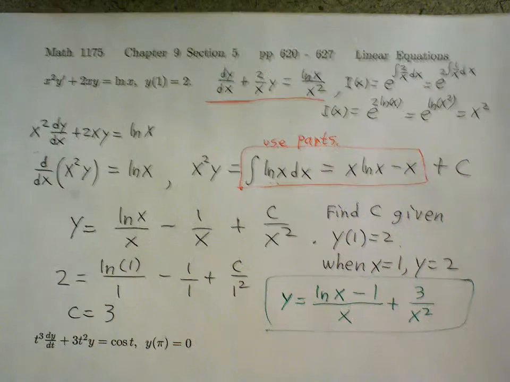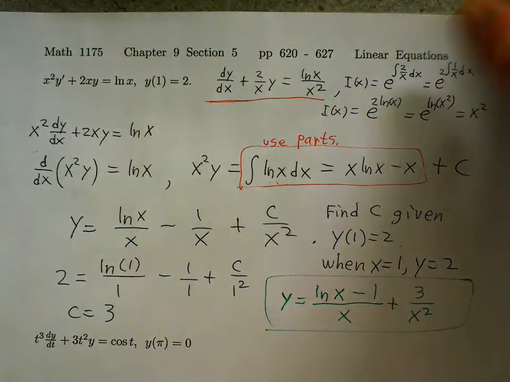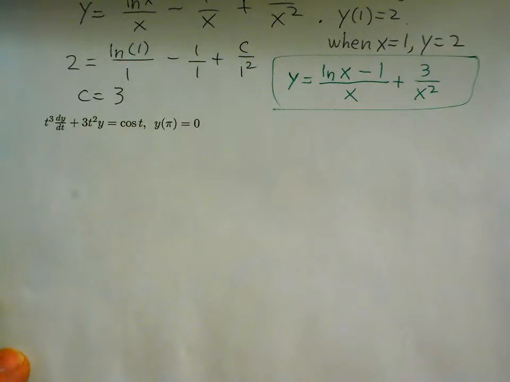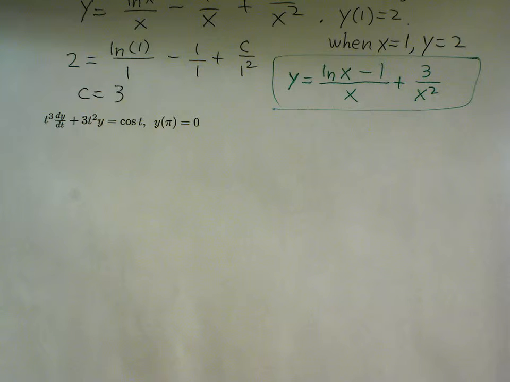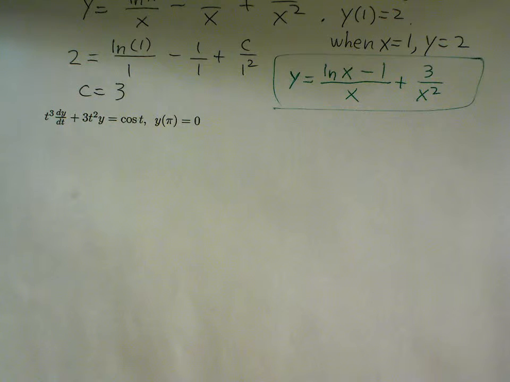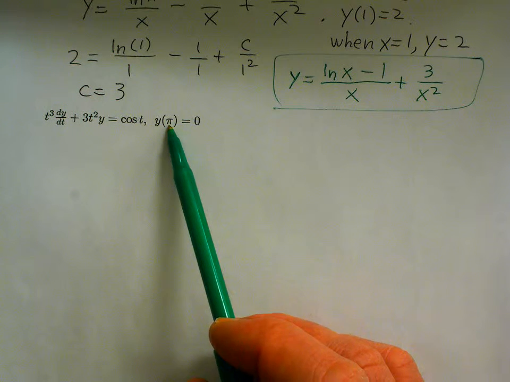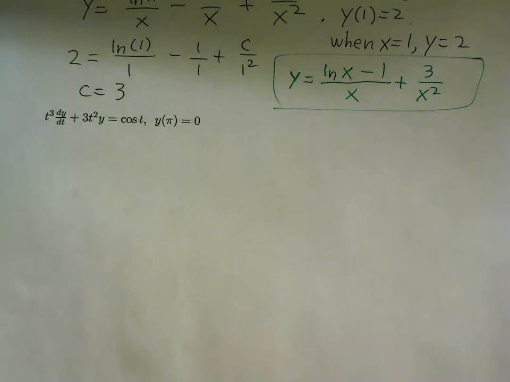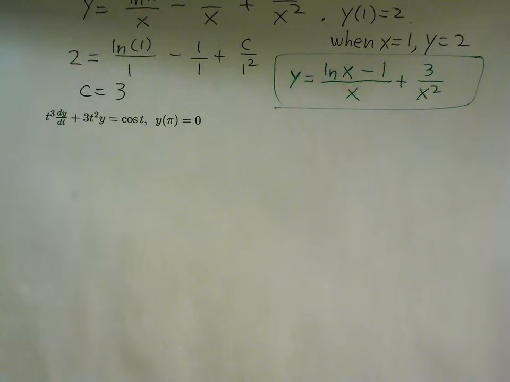Okay, the next example. We have the differential equation t to the third times dy/dt plus 3t squared y equals cosine of t, with the initial condition y of pi equals 0. So this time when t is pi, y is 0. So how do you want to start this one?